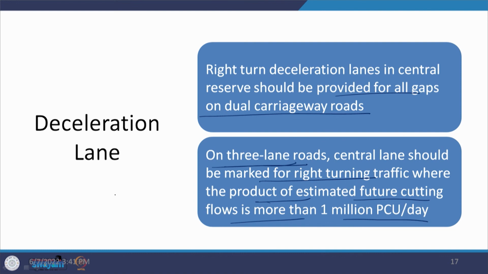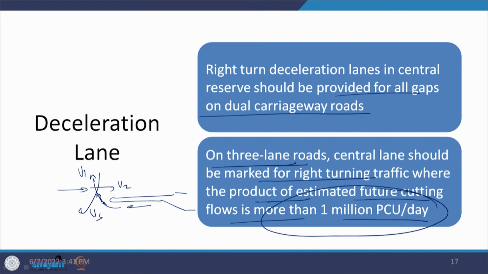So, in this case of the right turning condition, there is traffic coming from here, whereas we are talking about turning in this form, and there is traffic which is going to turn in this way also. So, there are different types of traffic which are going to be there. We have V1, V2, V3, and those are the cutting traffics. The product of those, if it is more than 1 million PCU per day, then the central lane is going to be considered as a right turning deceleration lane.